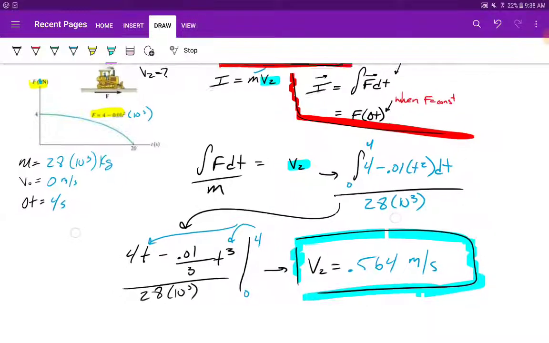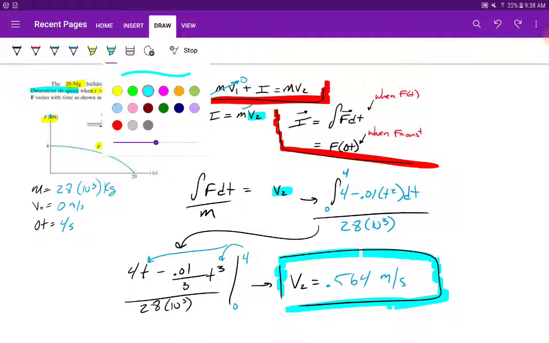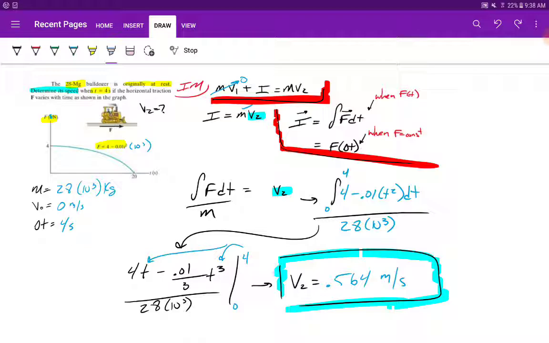Okay, so pretty straightforward. A good use of the calculus rendition of the impulse momentum equation. So that ends up working out pretty well. It's about all we had to do was identify the impulse momentum equation as the one that we're going to use, and pick which version of the impulse that we're going to work with.